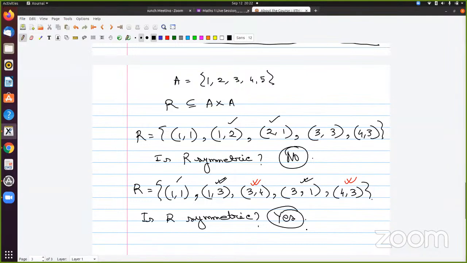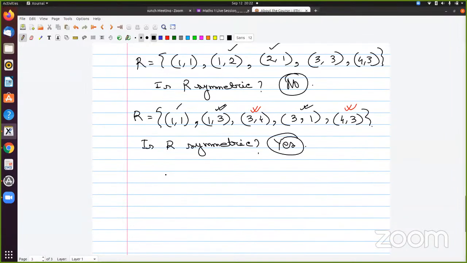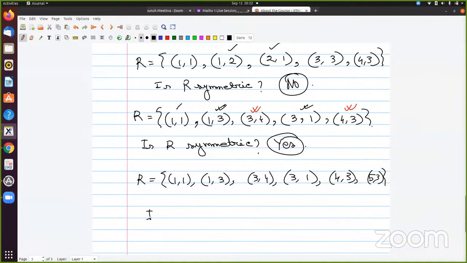Sir, what if there is 5, 3 in that? Okay, so let's take that. With all this, I am adding another one, which you are suggesting, 5, 3, right? Now, is it symmetric? No, sir. 3, 5 is not there, correct? So it is not symmetric.